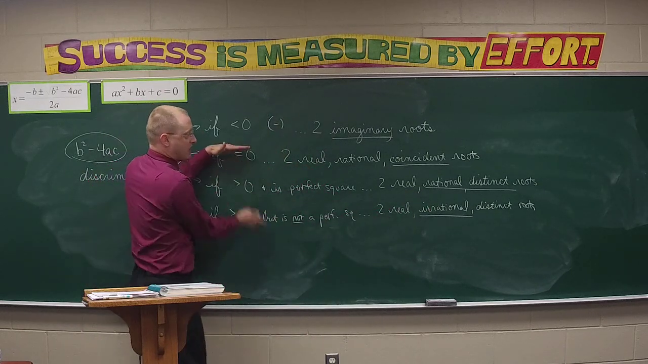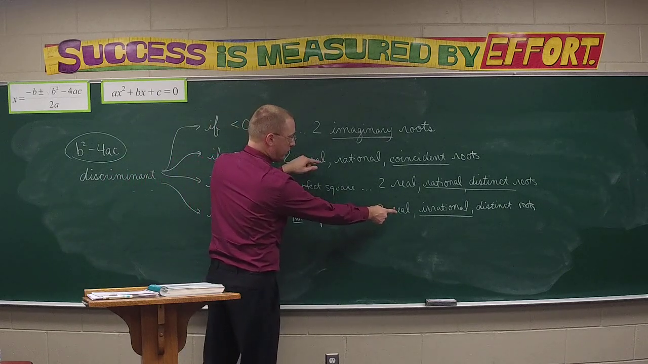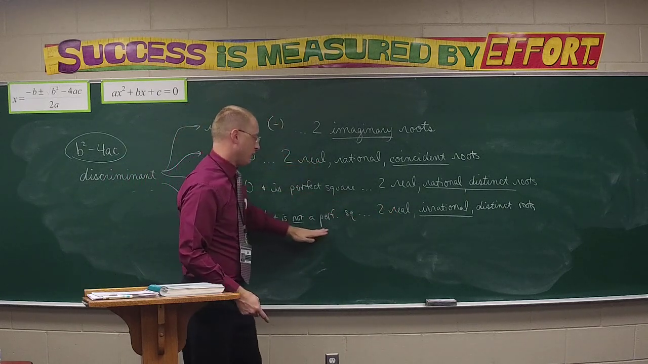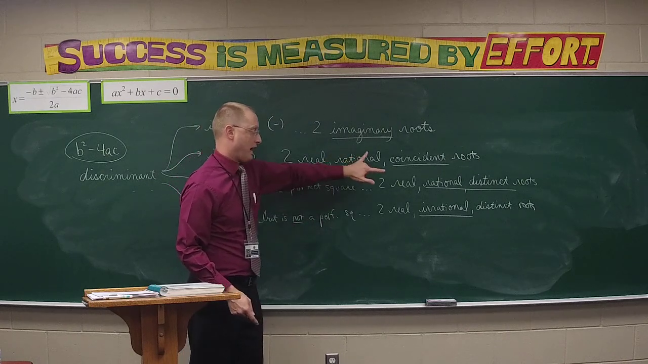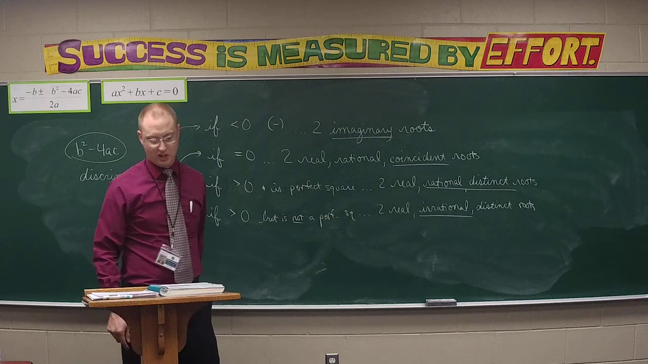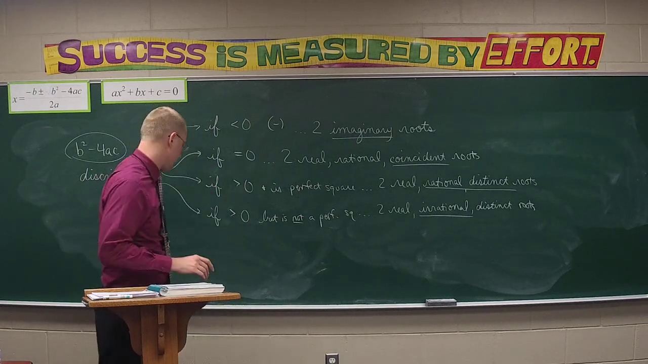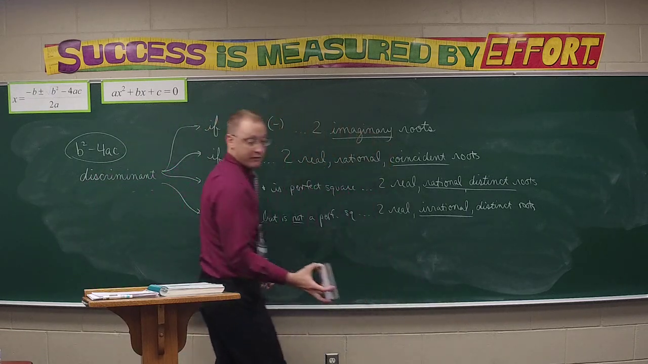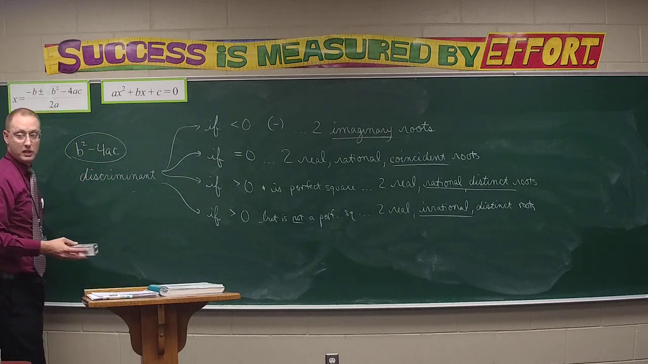So all three of these, it's two, it's real. The only one that's irrational is not perfect square. These two are both rational. This one's the only one that's coincident, is the 0. The other two are distinct. So kind of a pattern to memorizing these. Questions on 37 to 42 before we look at 35 and 36.